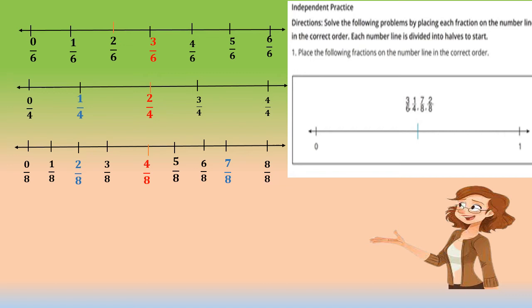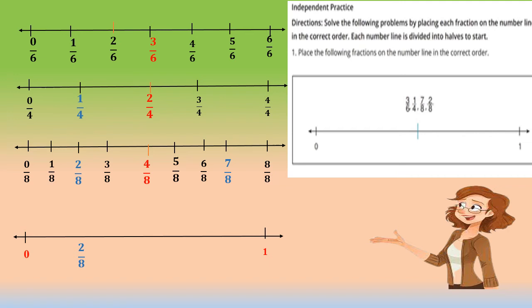Okay, what can I see here? I see that 3 over 6 equals 2 over 4 equals 4 over 8. This is 1/2. All of these will be 1/2. I will draw another number line and I will collect all of these fractions on the number line. Start with 0 and the end point will be 1.